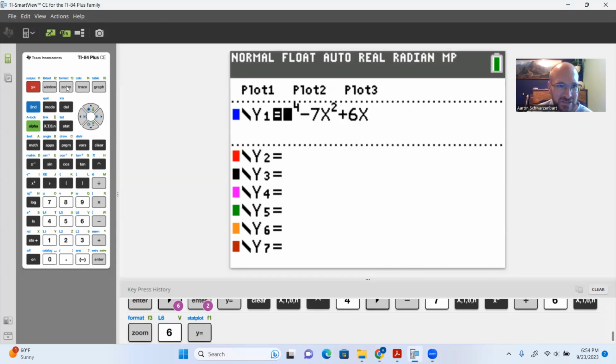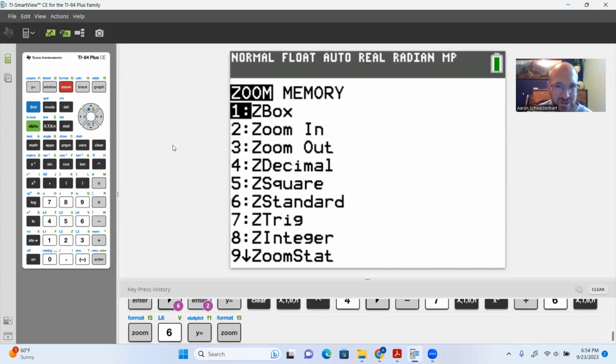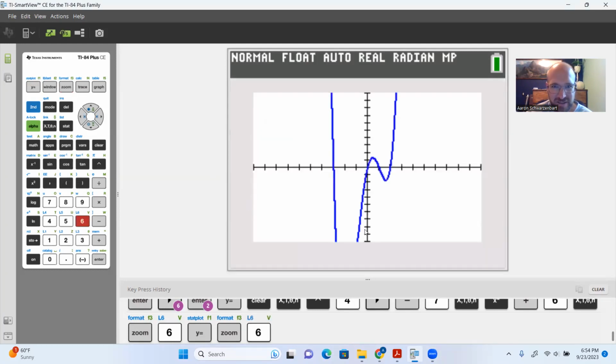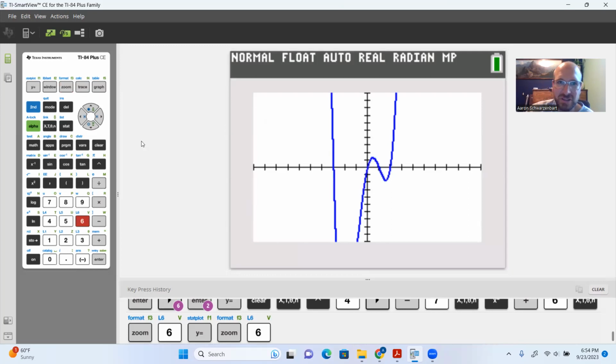And then once you got it entered, you go to zoom, and we're going to go zoom 6, zoom standard. I usually just press the 6 button. And I can see here, I'm going to show a couple of extrema, but there's also one I cannot see. So here I've got where it kind of hits this top, a relative max. I have a relative min here, and then there's one down here. So since I can't see that, I'm going to adjust my window.